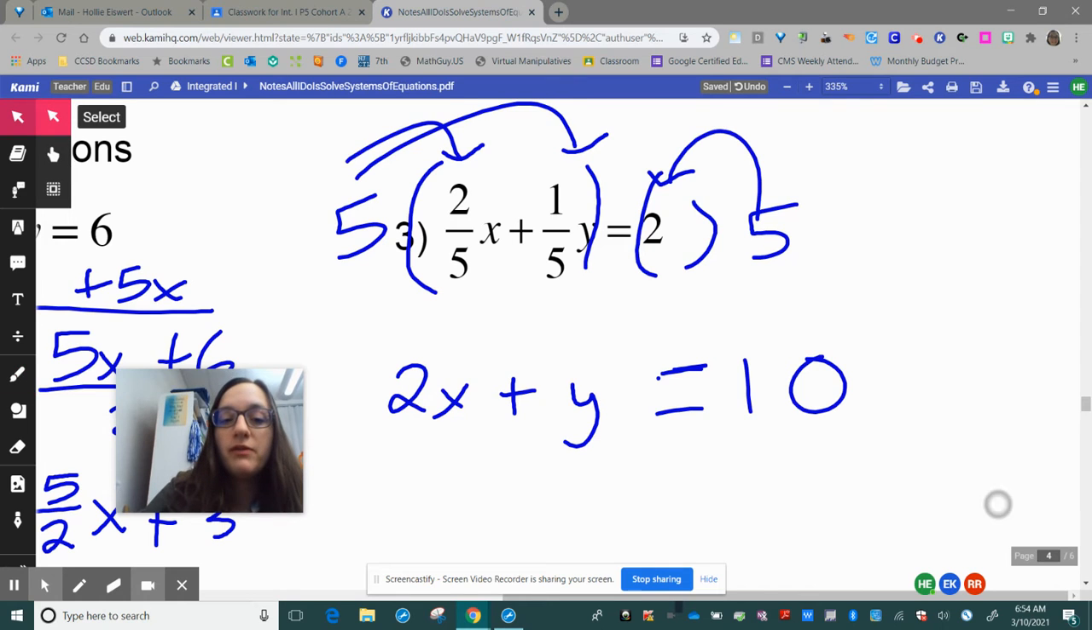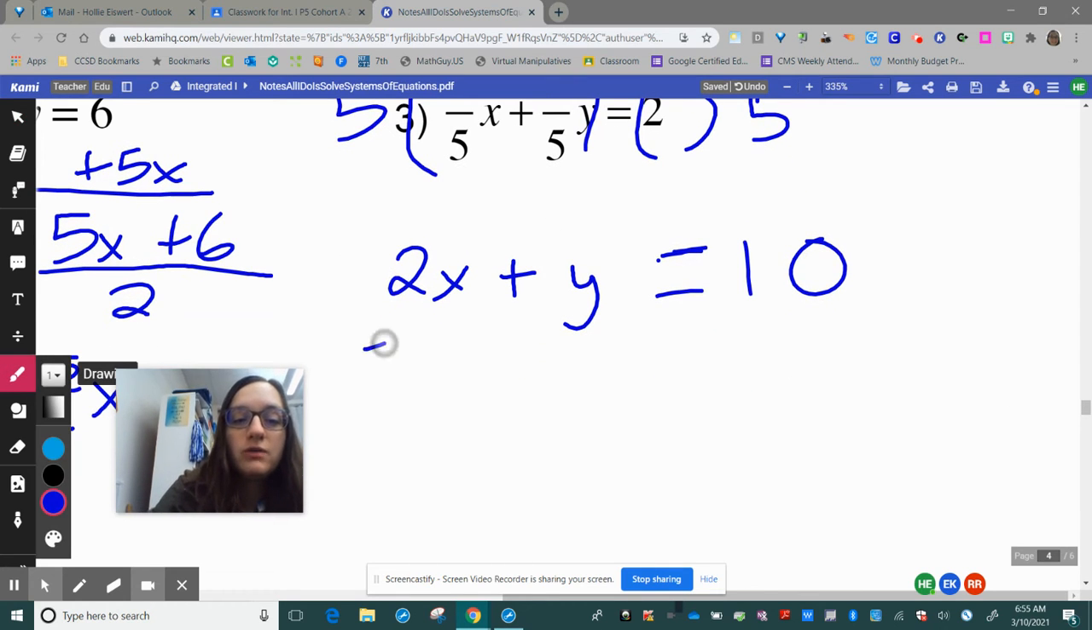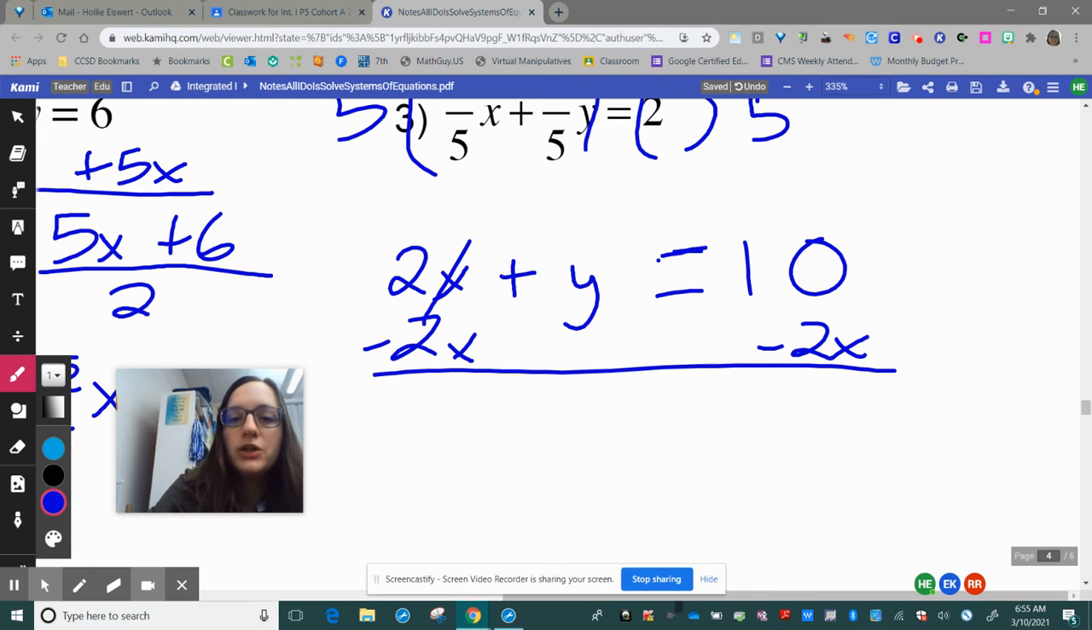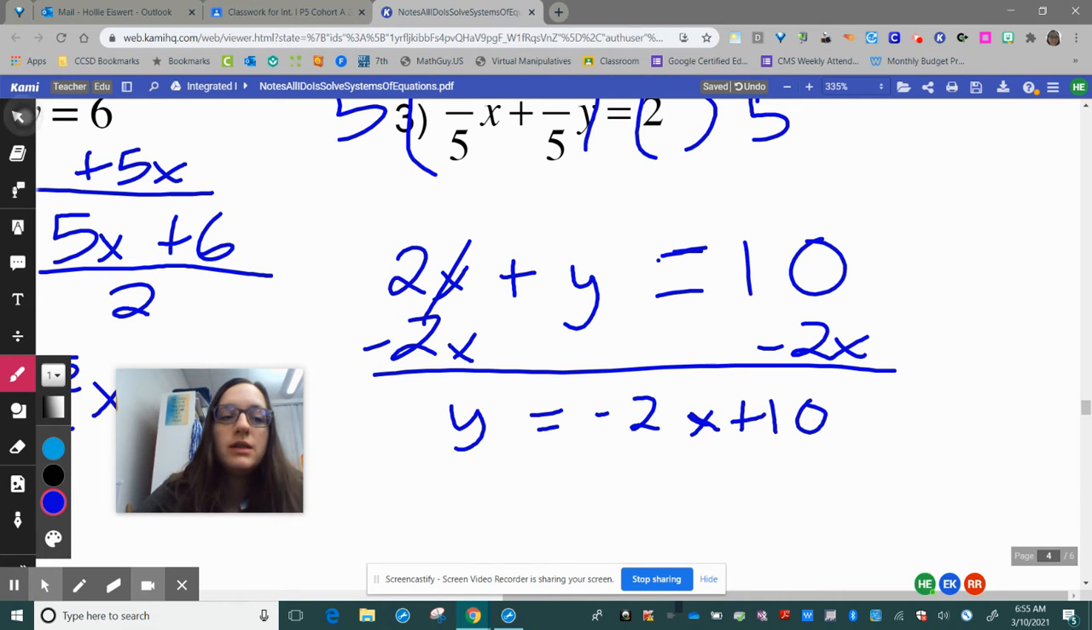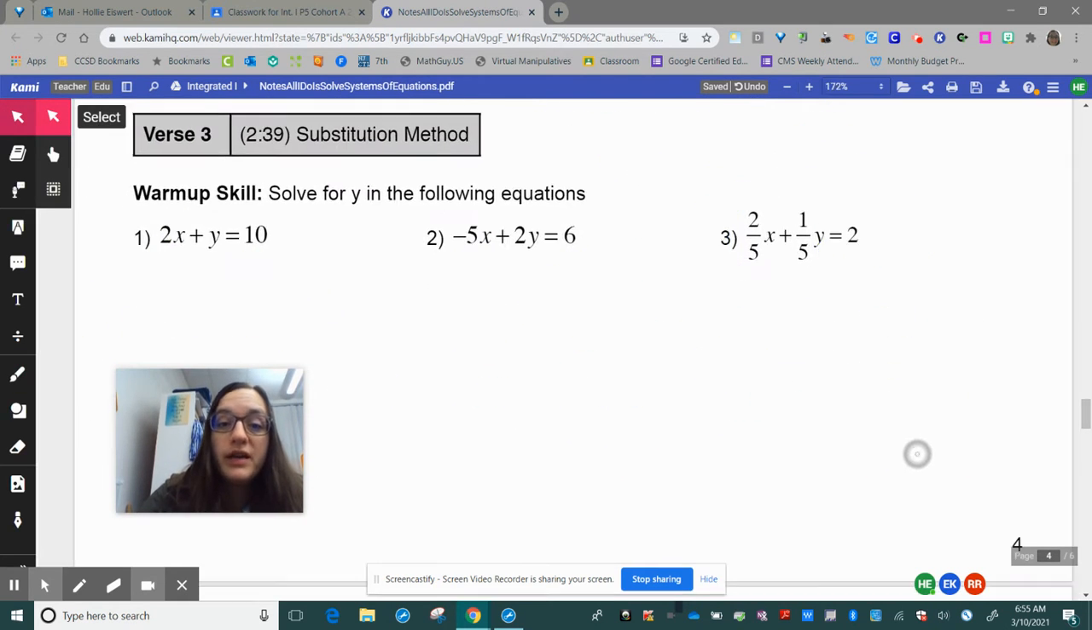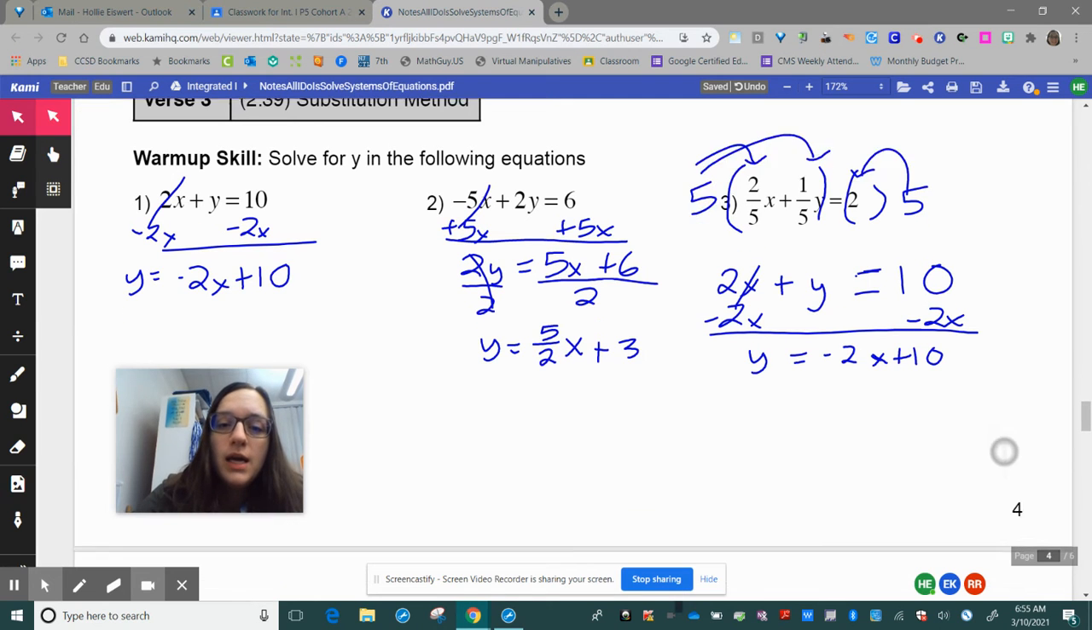From here, we only have one final step left. We subtract 2x from both sides, which seems very familiar from that first question. So we are left with y equals negative 2x plus 10. Beautiful. So this is a skill you're going to need to have for step 1.